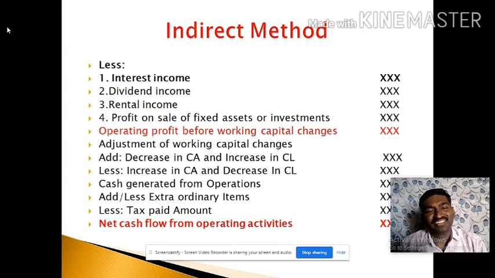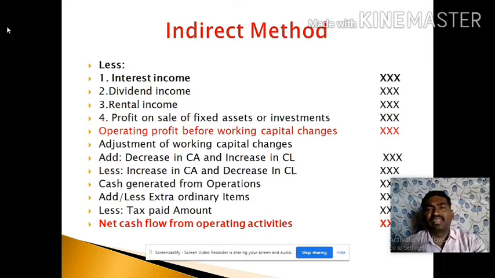That is, add increase in current liabilities and decrease in current assets, and deduct decrease in current liabilities and increase in current assets. Then the resulting figure is known as cash generated from operations. And less or add extraordinary items and tax paid amount. Then the final figure is known as net cash flow from operating activities by using the indirect method.